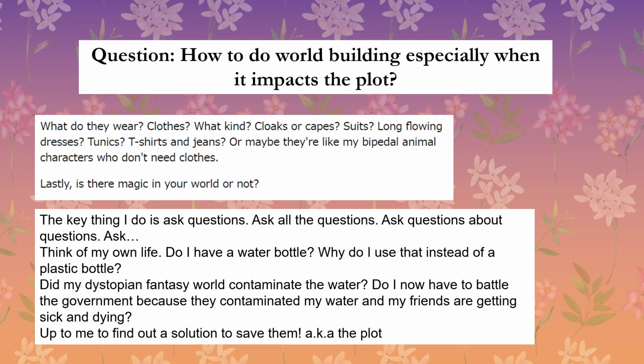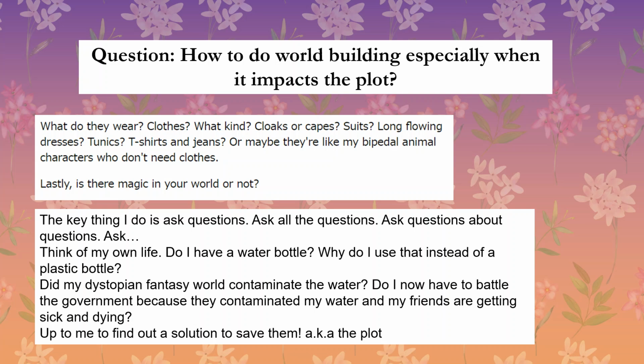Other questions that you can ask, like what clothes do they wear? What kind of clothes? Like cloaks, capes, suits, long flowing dresses, tunics, t-shirts, jeans. Or maybe they're like my bipedal animal characters who don't need to wear clothes, but they're covered in fur. You can't see anything. Maybe you want to think about, is there magic in the world? If there's magic in the world, how much does the magic affect things? Can the magic quickly grow crops? Can the magic easily bring the fish back into the ocean? Can the magic, I don't know, destroy the zombies or whatever? And if there's no magic, well, then how are they going to destroy the zombies? How are the fish going to come back to the ocean?